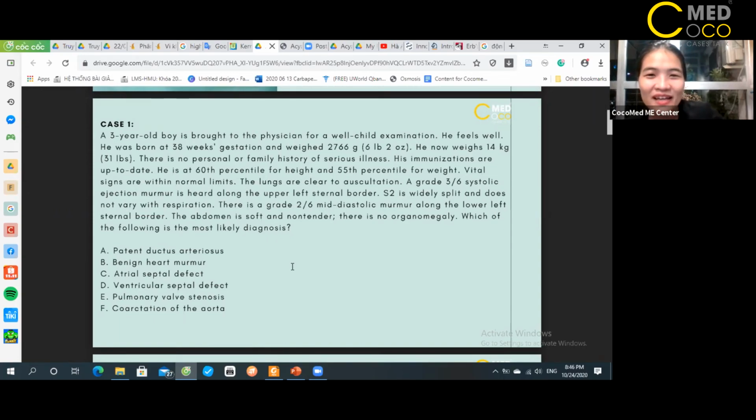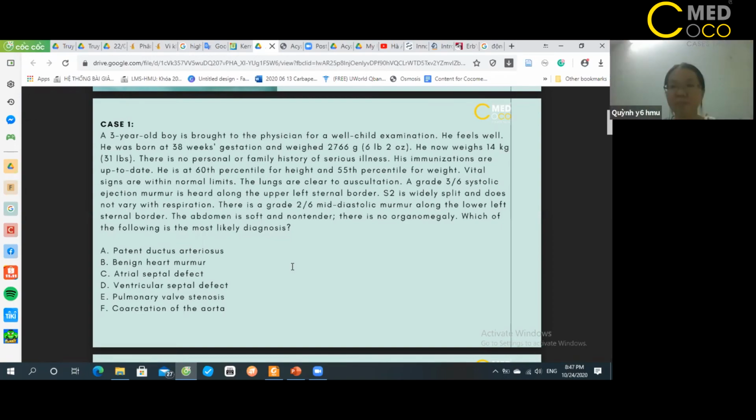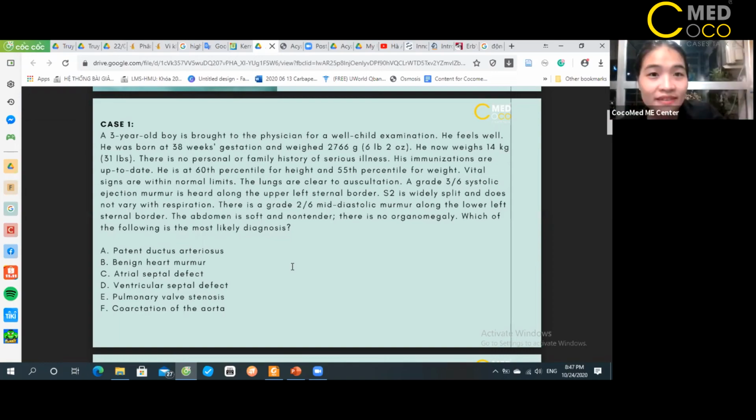You know why? I look at the sign here. The patient has an S2 that is widely split and does not vary with respiration. That's typical for ASD. Why is this typical? That's the sign that helps us differentiate ASD from another condition, besides the murmur.